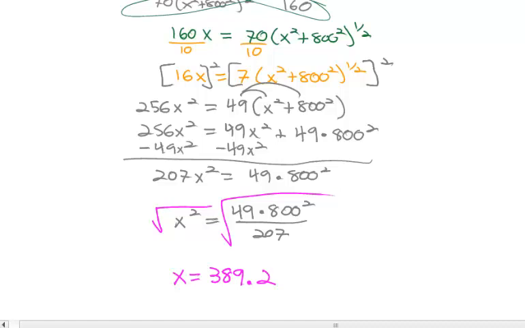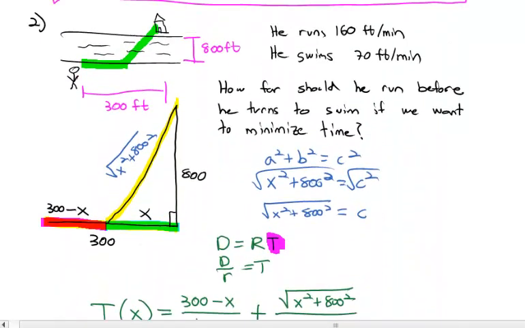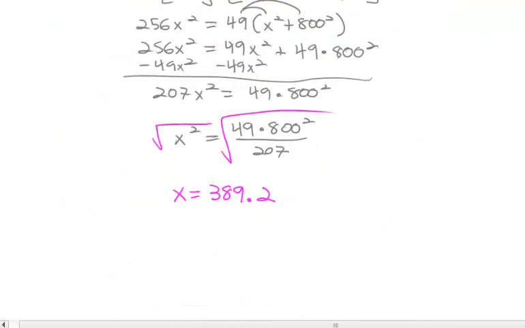Wait a minute, what's wrong with 389.2? Go back to our picture. We only had 300 feet worth of space to work with. That's outside of our domain. He's either going to run 0 to 300, but definitely not more. He's not going to pass his house and swim back. That wouldn't make sense. So this is outside of our domain.